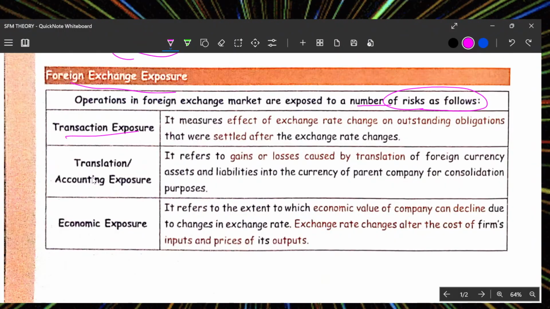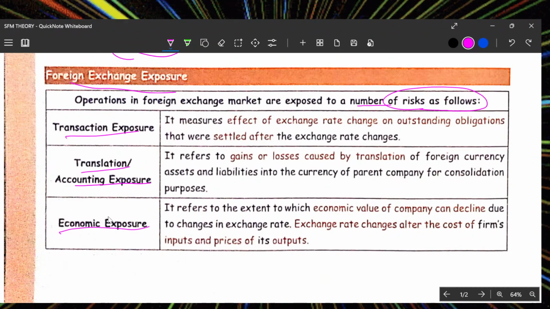Transactional exposure, translational or accounting exposure, and economic exposure. There are three types of exposures. These are the foreign exchange exposures. What is the first? Transaction exposure.